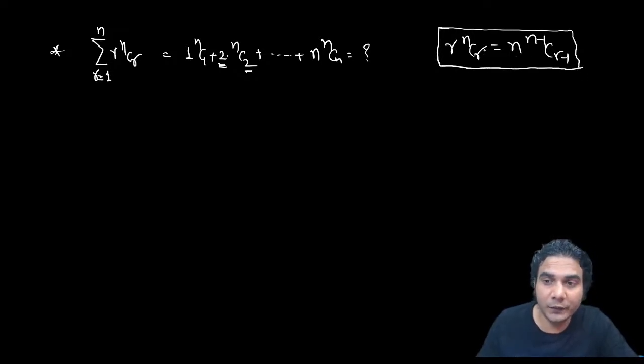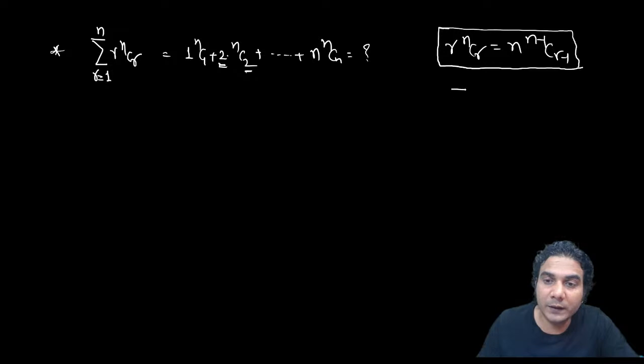This is very helpful. So first memorize this formula: r nCr is equal to n times (n minus 1)C(r minus 1). You can prove it very easily just by putting the value of nCr. You can prove it, all right. So this is a very important formula.